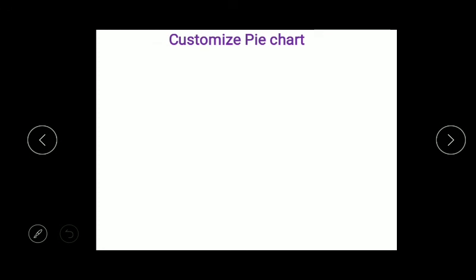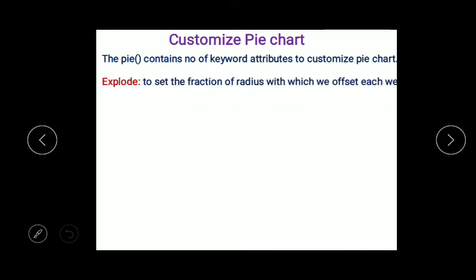Now, how to customize a pie chart? The pie method contains a number of keyword attributes to customize the pie chart. Okay, what are the key attributes?